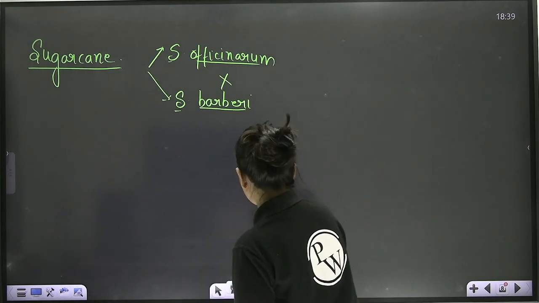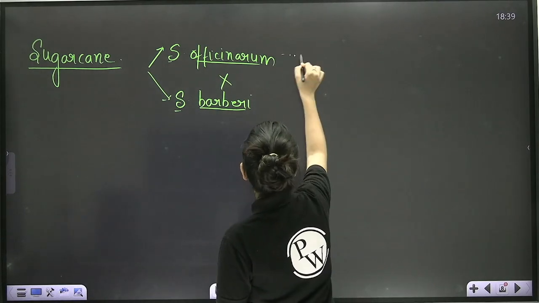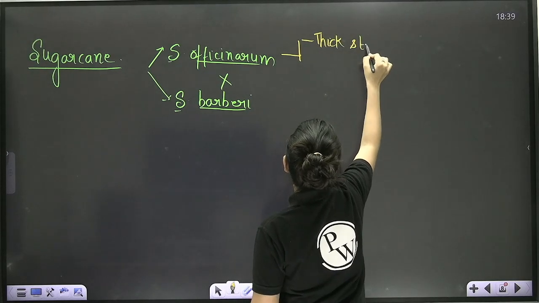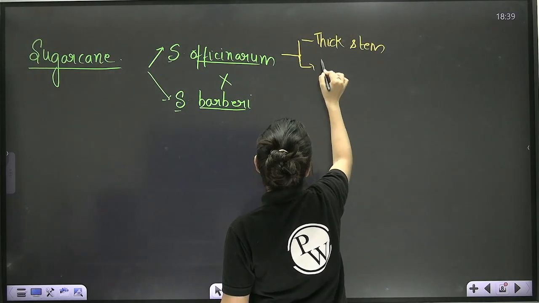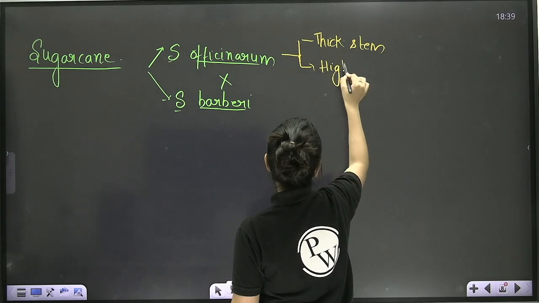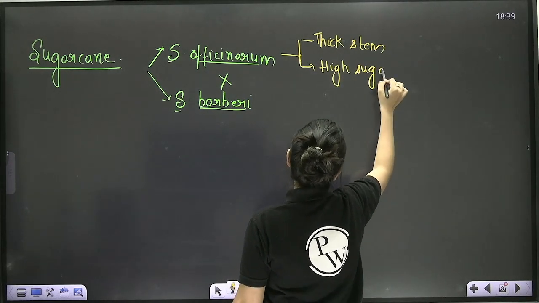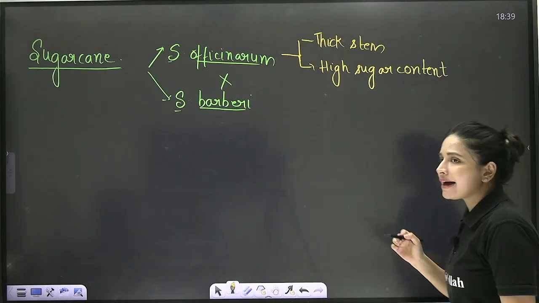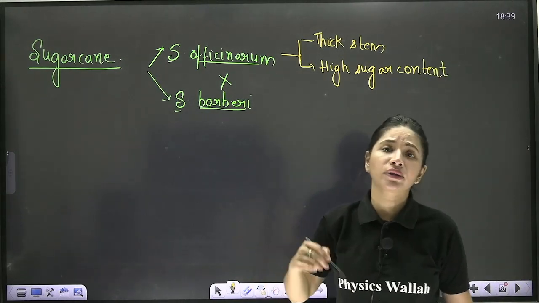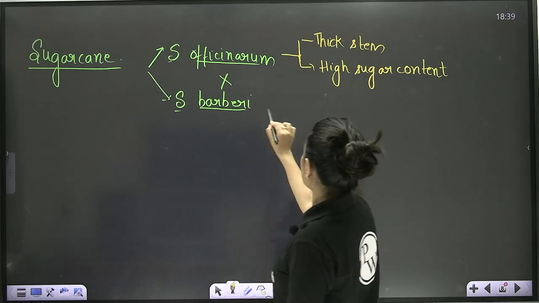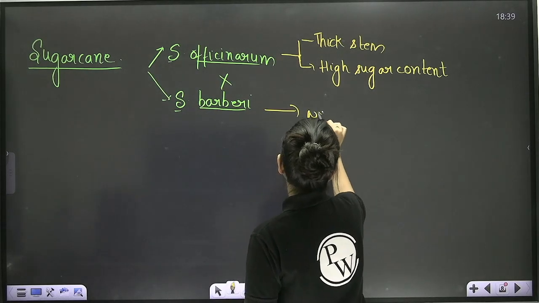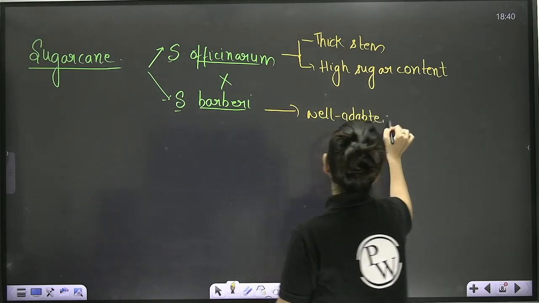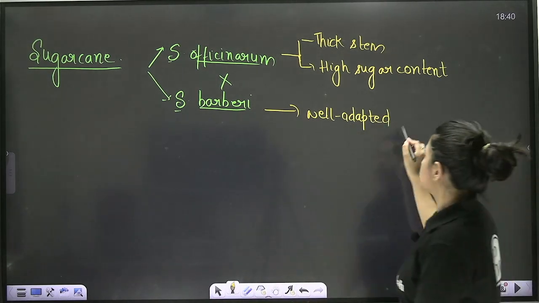Now officinarum, what is the good point of officinarum? Beta, they possess thick stem and high sugar content. But what is their negative aspect? Their negative aspect is that they can't grow in North India. But barberi, it is well adapted in northern climate. However, the trouble is poor sugar content. So well adapted in north.